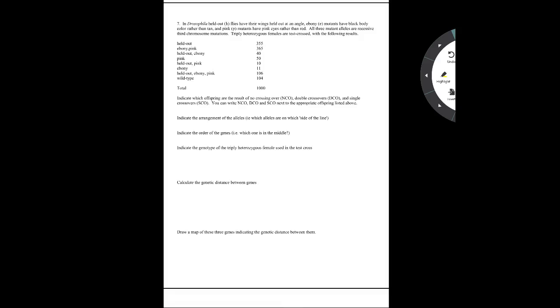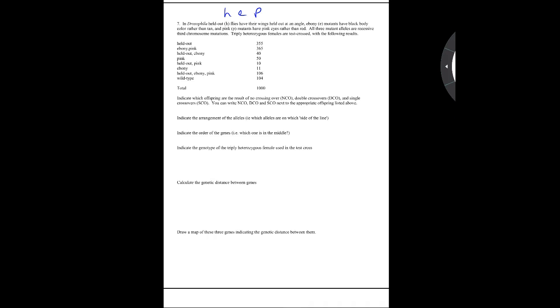Alright, so this is a typical 3-point cross. These data usually have the same format. You see 8 different things, and some of those are parentals, some are single crossovers, some are double crossovers. And the genes that we are working with are H, E, and P, and because that's the way they're listed in the question, I'll just leave them that way for now. We may have to change the order depending on what happens when we analyze the data.